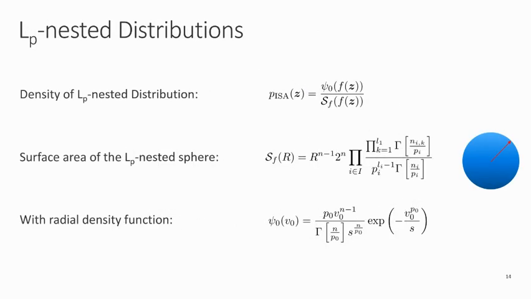We can use the LP-nested functions to define a probability distribution by normalizing a radial distribution over the surface area of the LP-nested sphere. This surface area can be computed by using the gamma function. The radial distribution can be interpreted as a generalization of the chi distribution.